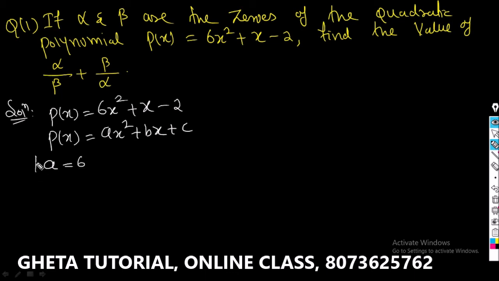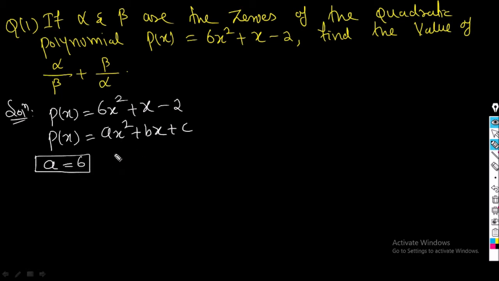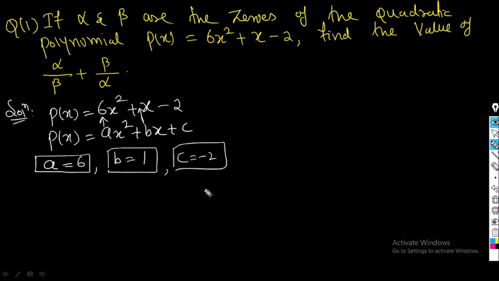6. A is equal to 6. Okay, a equal to, because see here a equal to 6, and here b, in the place of b nothing value is plus there, so plus 1, and c is equal to, in the place, minus 2. So c equal to minus 2. Okay, so we have done this now.